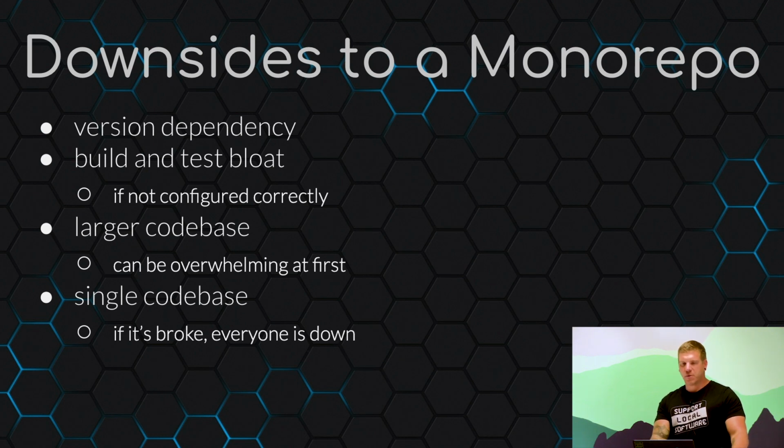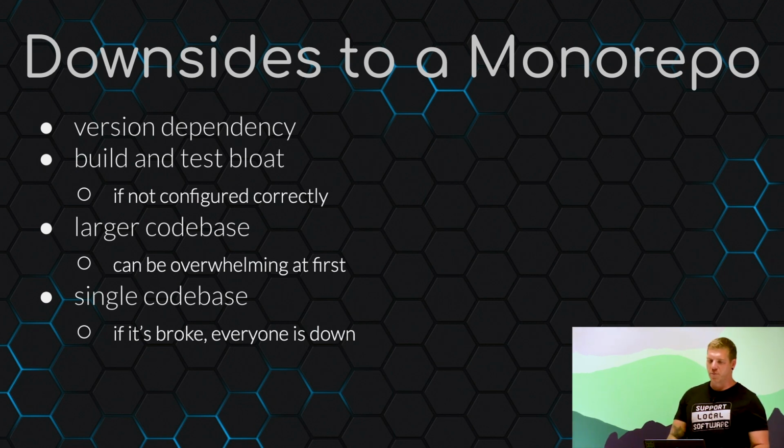The downsides to a Mono Repo: version dependency. Some people might not like being all stuck on the same version. Build and test bloat, like I talked about, make sure that's one of the first things that you address if you're going to go into a mono, because if it's not configured correctly, you're going to face all kinds of nightmares. Hopefully something like NX will be able to help you out with that.